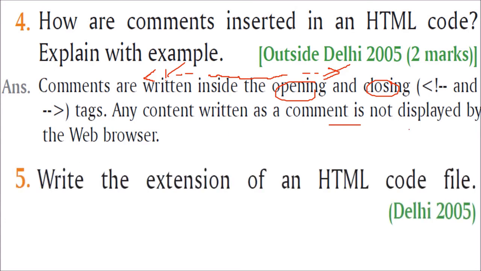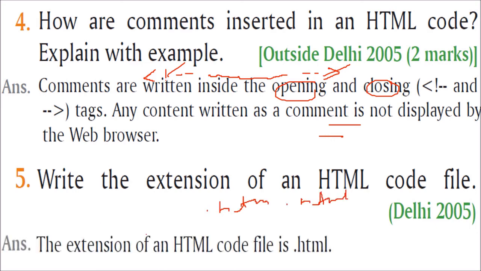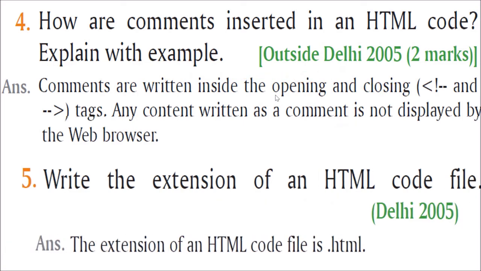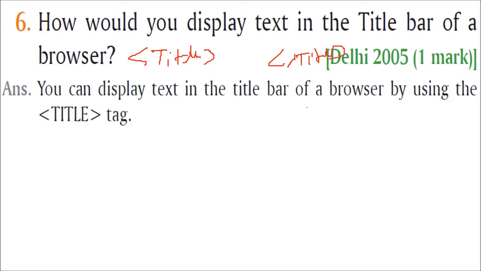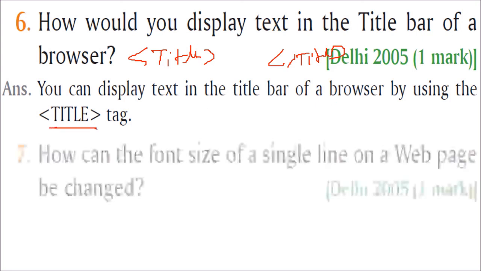What is the extension of HTML code file? It can be .htm, it can be .html. So the extension of HTML code file is .html. How do you display text in the title bar of a browser? For that you have title, and end with the closing title. So you can display text in the title bar of a browser using this title tag.